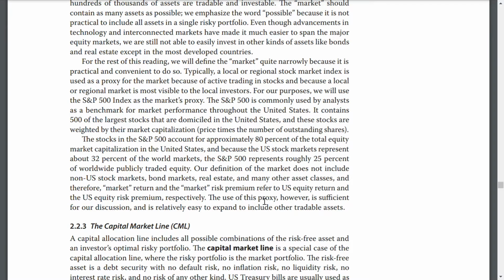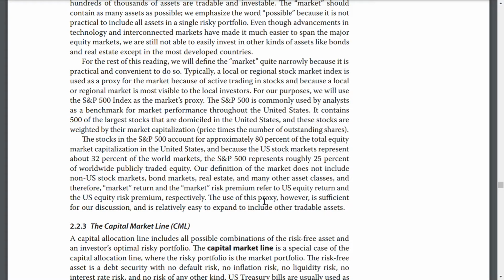Our definition of the market does not include non-U.S. stock markets, bond markets, real estate, or many other asset classes, and therefore market returns and market risk premiums refer to U.S. equity returns and the U.S. equity risk premium, respectively. The use of this proxy, however, is significant in our discussion, and it is relatively easy to expand to include other tradable assets.